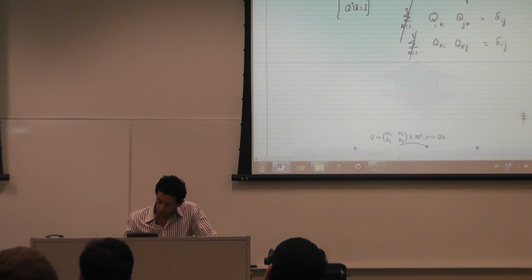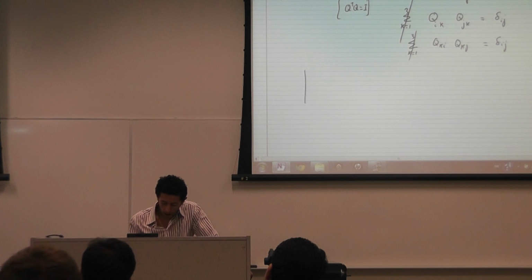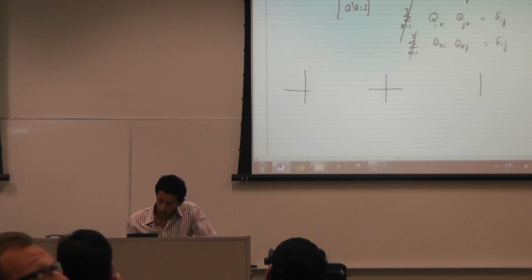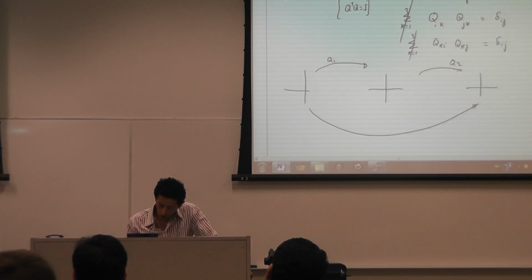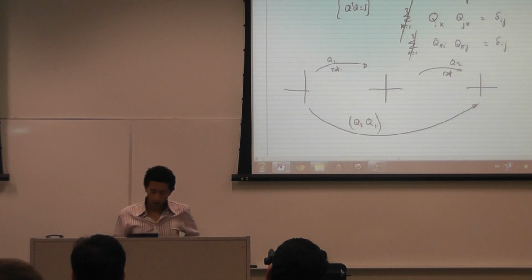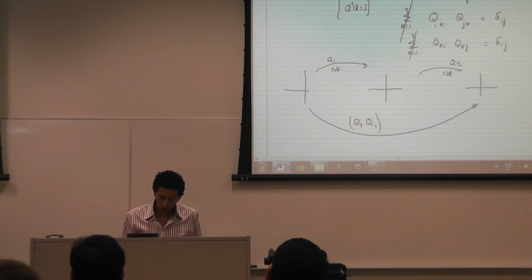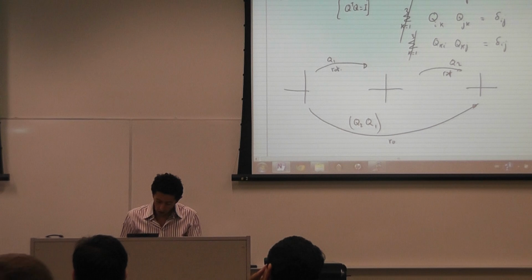If I apply a rotation, Q1, and then I apply another rotation, Q2, then the matrix that corresponds to the two operations together is Q2 Q1. Notice I apply Q1 first to the vector, and then I apply Q2 to the vector, so it's Q2 dot Q1. This is also a rotation.